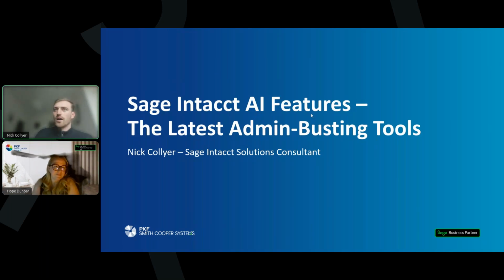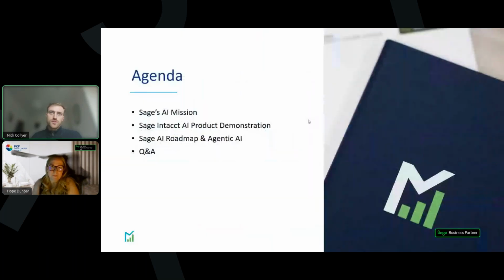Fantastic. So if we just have a look at the agenda of what we're going to run through today. I'm going to start by framing how Sage are approaching AI and how they're trying to implement it into their products. So I'm going to do a few slides at the start just to give context on Sage's mission, how they approach building these tools, and how they expect or want finance people to use them. And then we'll look at the actual tools themselves on the Intacct platform.